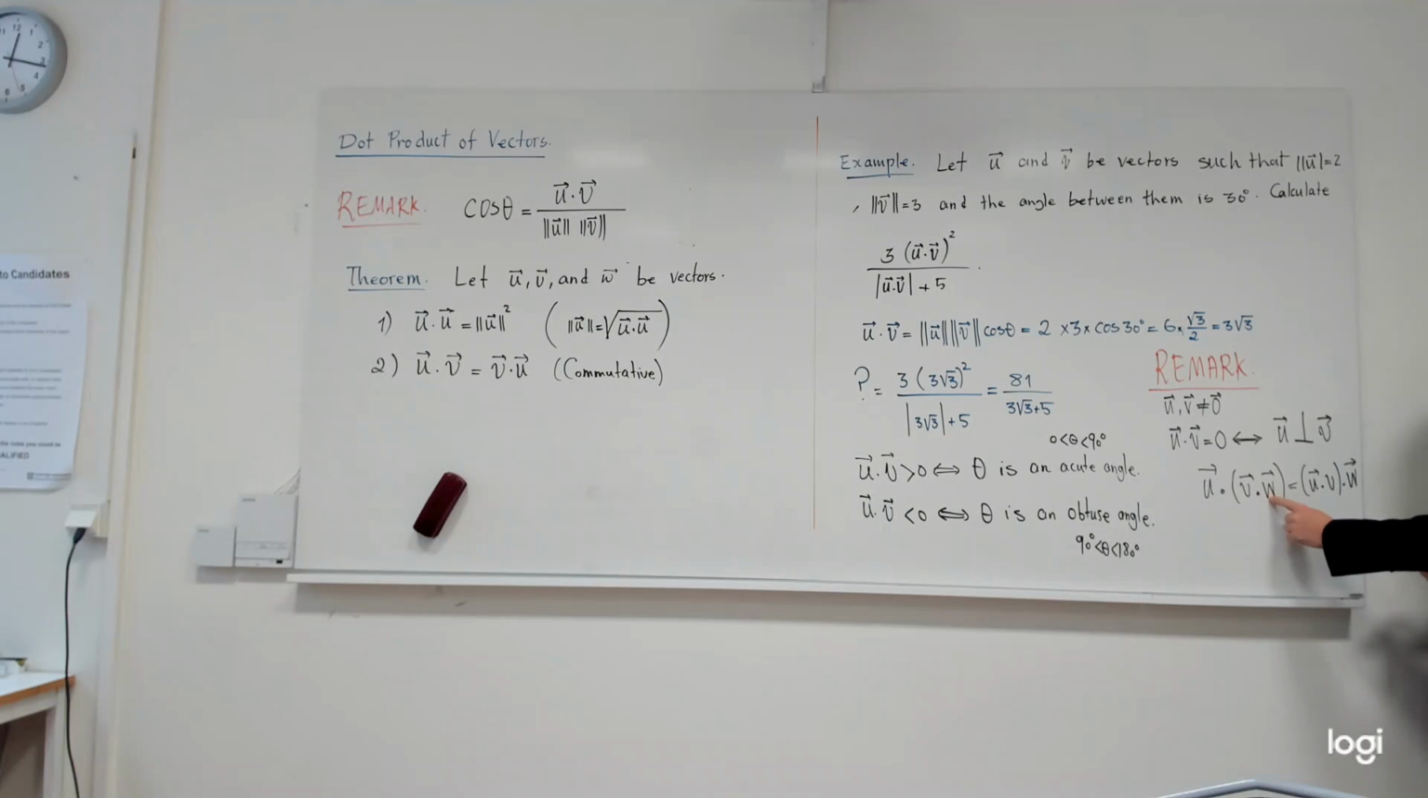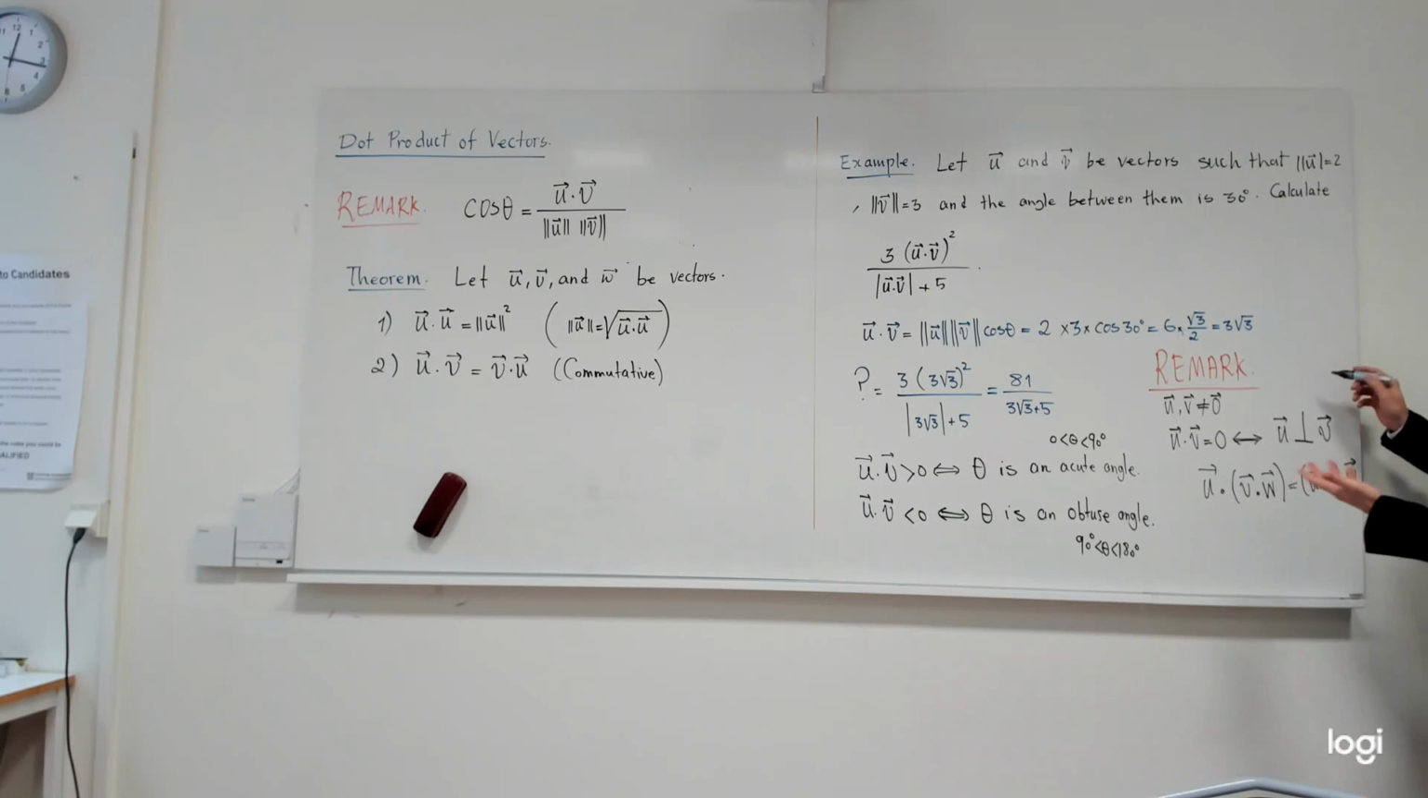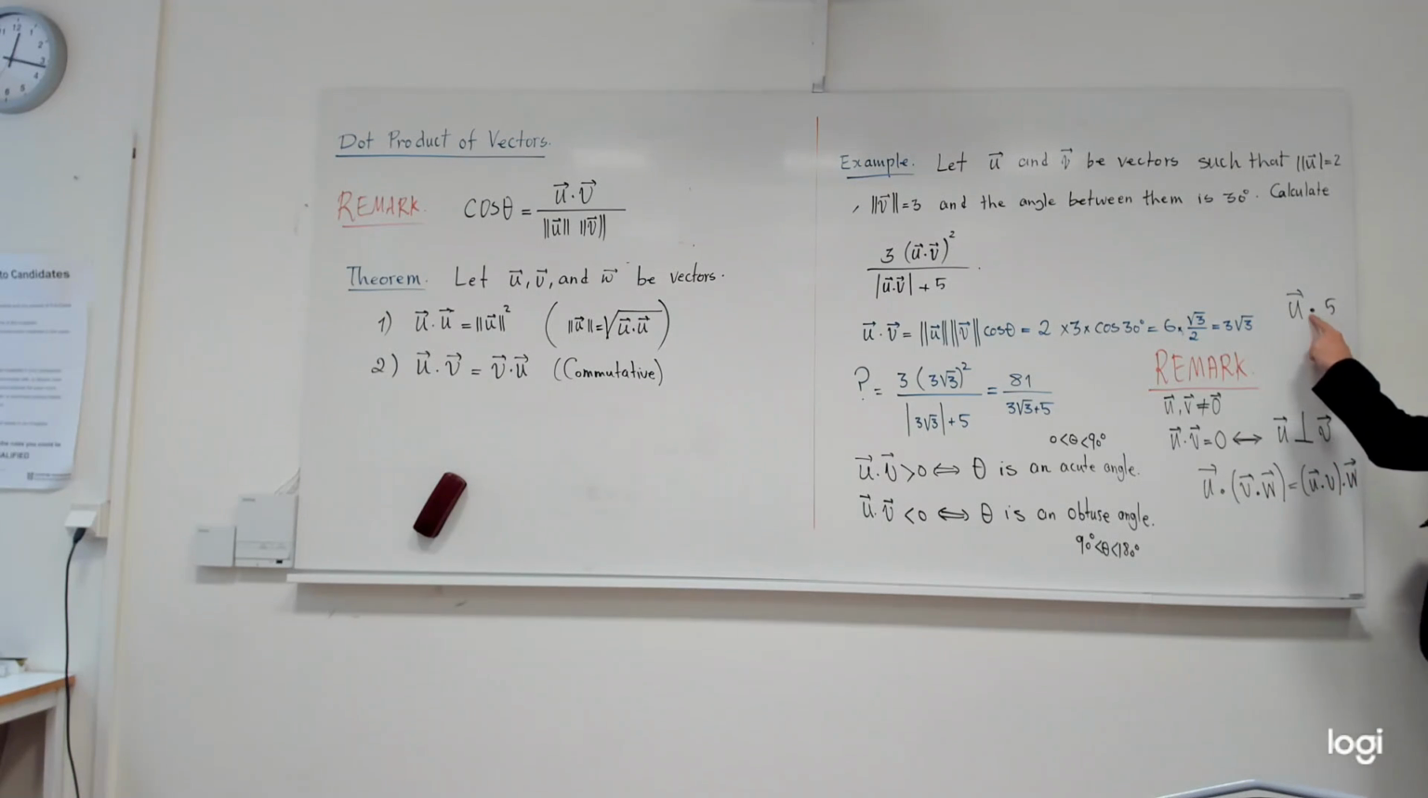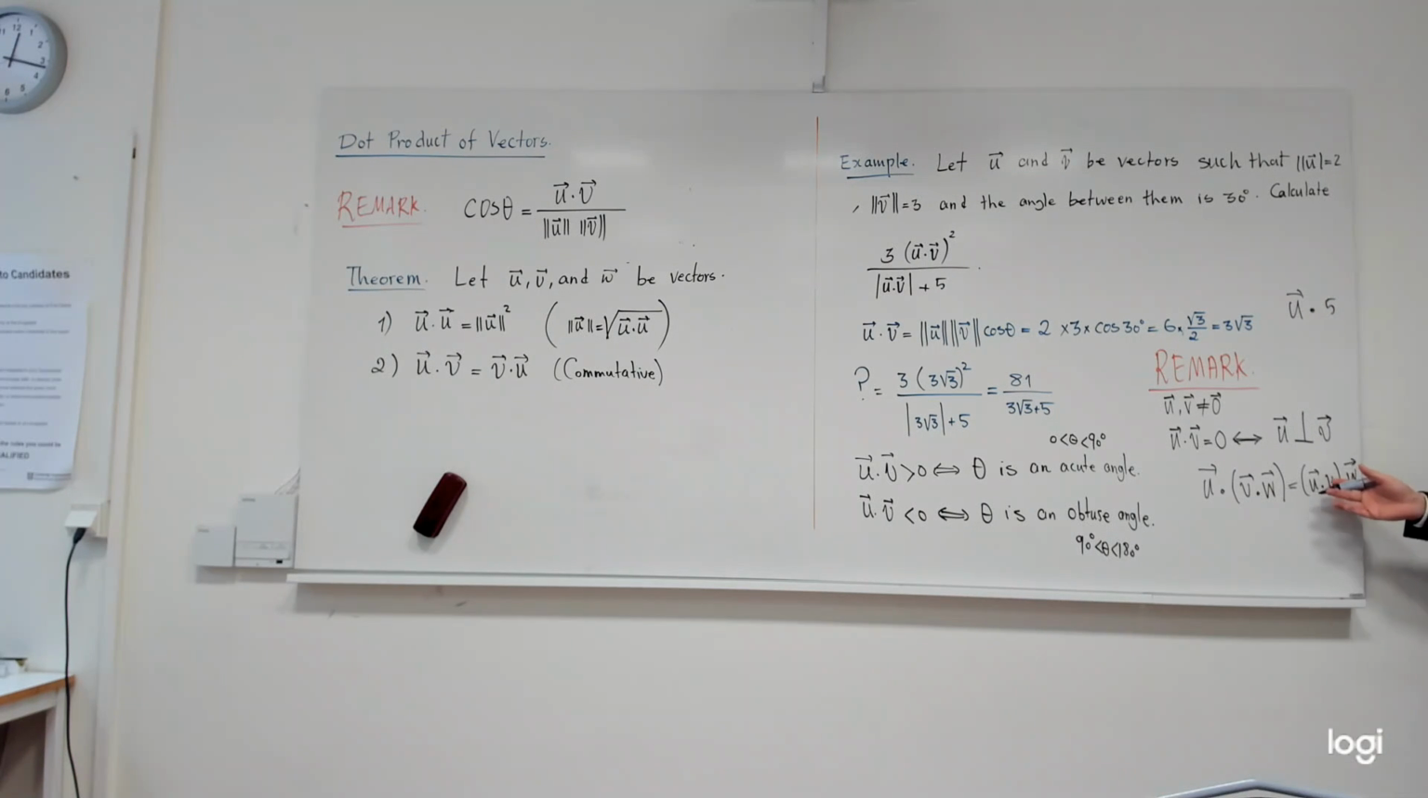Because if you do this, what happens? The output is a number. And then you have U dot 5. This dot is not defined for this combination. It is defined for two vectors. So this is just completely nonsense. So this is not associative because it is not meaningful. It's not associative. So just write it somewhere if you want to.